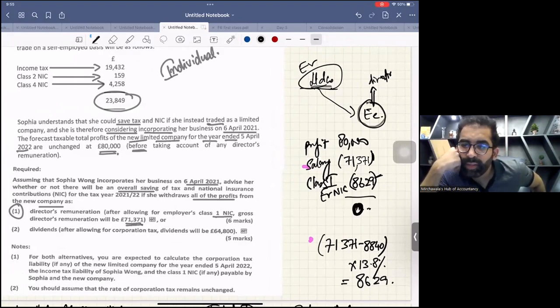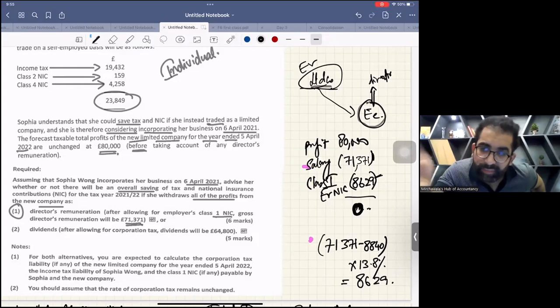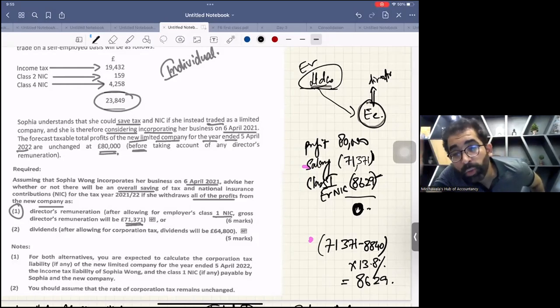Did you understand this point? Out of this 80,000 salary, 71371 is paid to the employee. And yes, when you are giving salary to an employee, the company has to pay class one employer NIC. Finally, after deducting these two, your profit is zero. That means you extracted the complete profit.